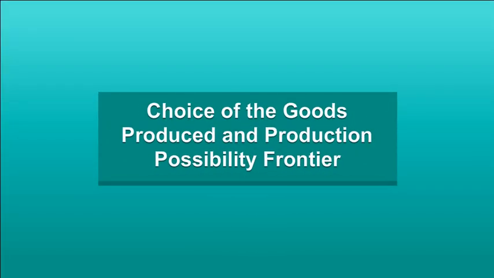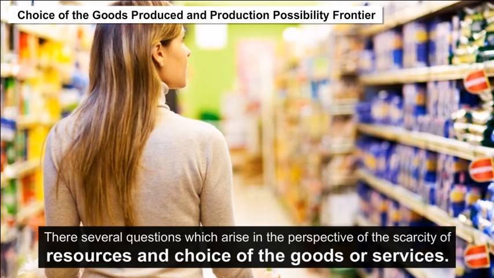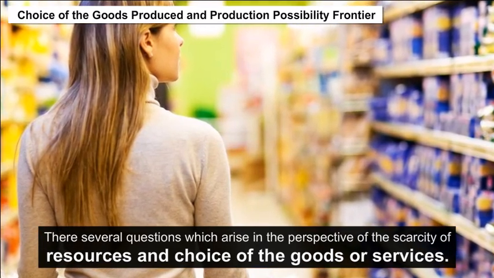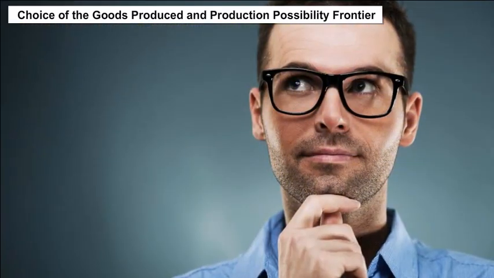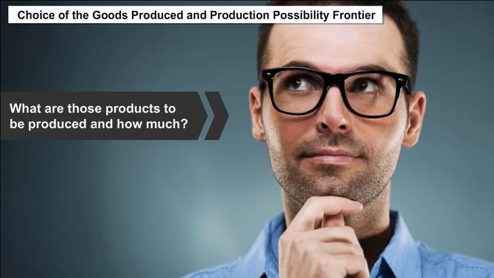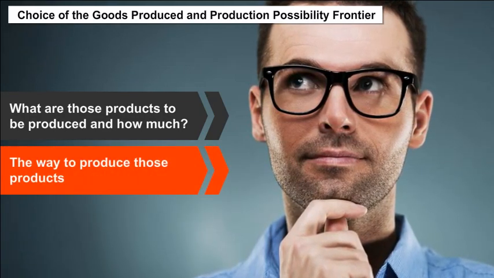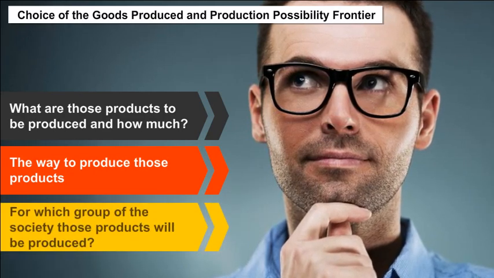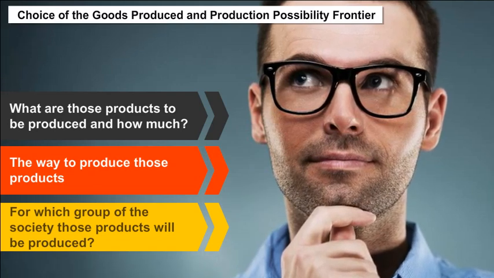Choice of the goods produced and production possibility frontier. There are several questions which arise in the perspective of the scarcity of resources and choice of goods or services. They are: firstly, what products are to be produced and how much? Secondly, the way to produce those products. And the third is for which group of the society those products will be produced.